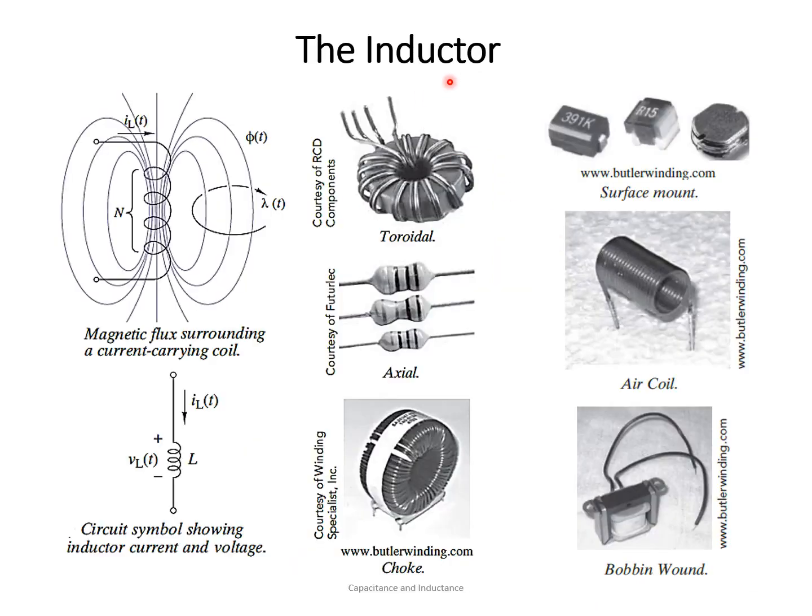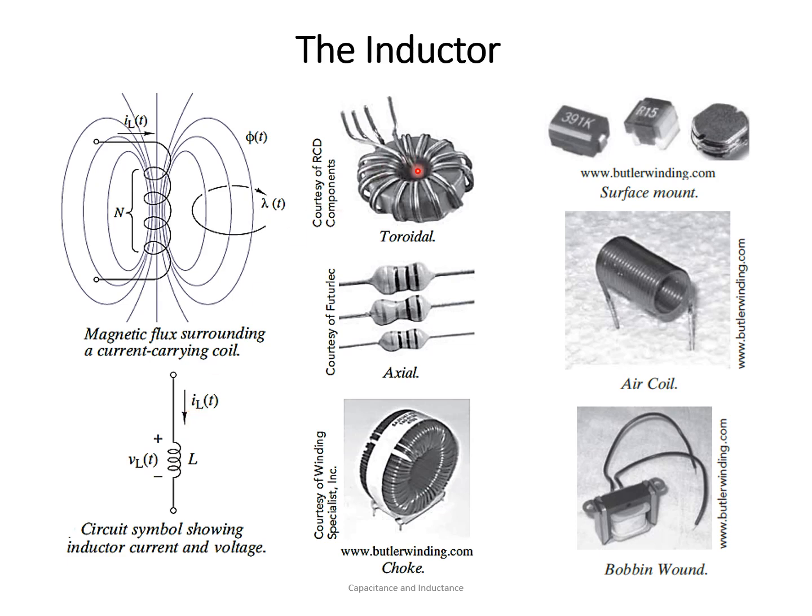Now the inductor. Again, I will say, if you don't mind, the basic principle of the magnetic flux surrounding a current carrying coil is from your college physics. And this is the symbol of an inductor. Always remember the sign, the polarity of the voltage and direction of the current. We will be using this passive sign convention for the relationship of the current and voltage, voltage across the inductor and current through the inductor, with this polarity of the voltage and direction of the current.